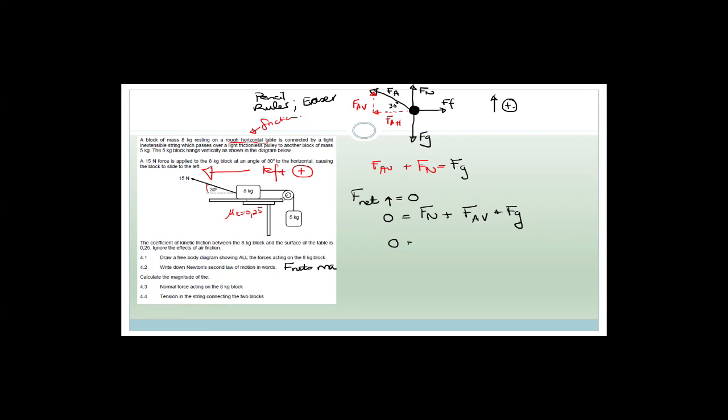That means zero is going to equal the normal force, which we're trying to find out, plus the vertical component of the applied force, okay? Plus minus the force of gravity. I'm doing this really slowly. Right, so now let's work out this normal force. The normal force is what we're trying to work out, okay? The vertical component of the applied force is 15.